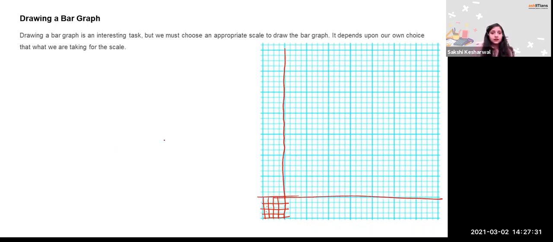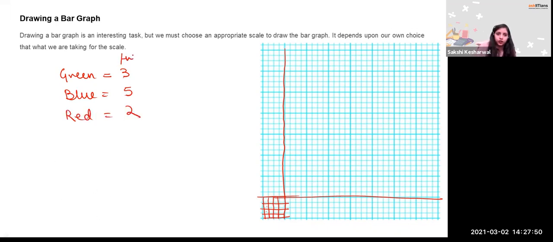Now I'll give you one example and I'll draw it for you. Green is being liked by how many students? Green is liked by 3 students, right? And blue is liked by 5 students, and red is liked by 2 students, right? This is the frequency, and this is your color. So what do you mean by taking the scale?